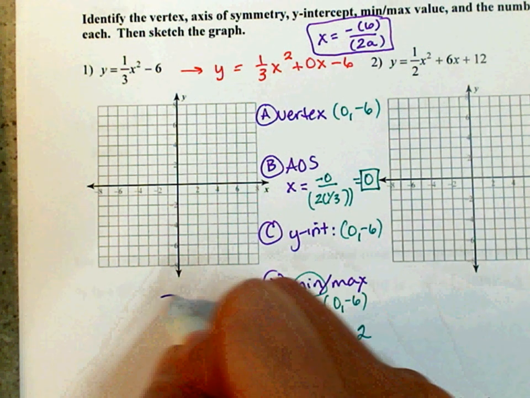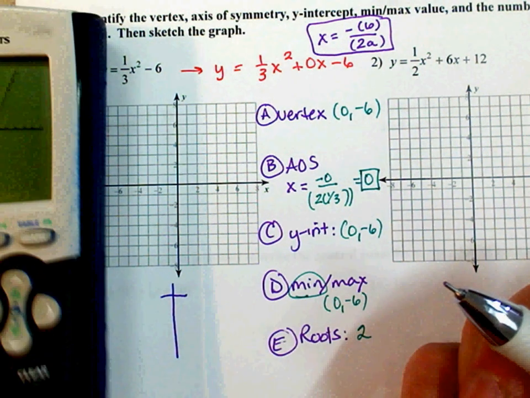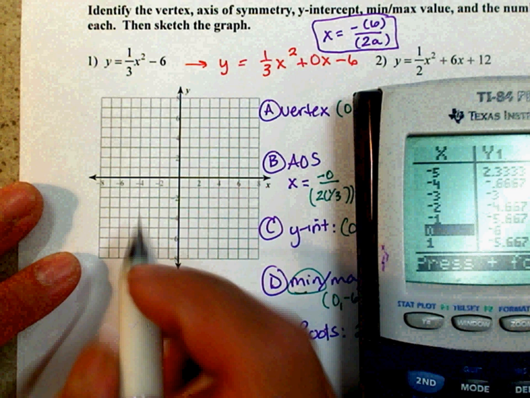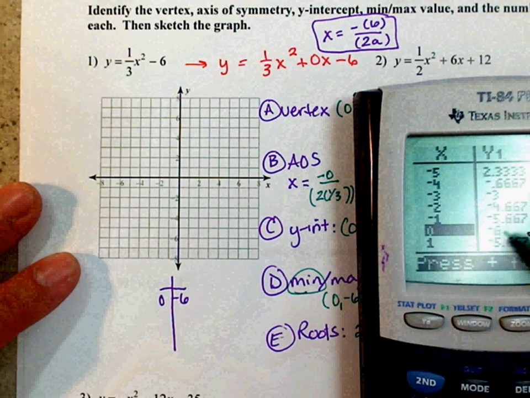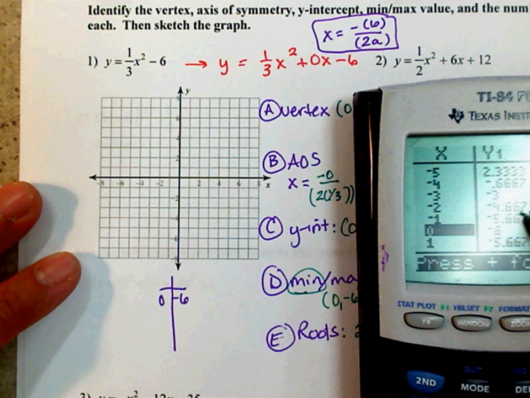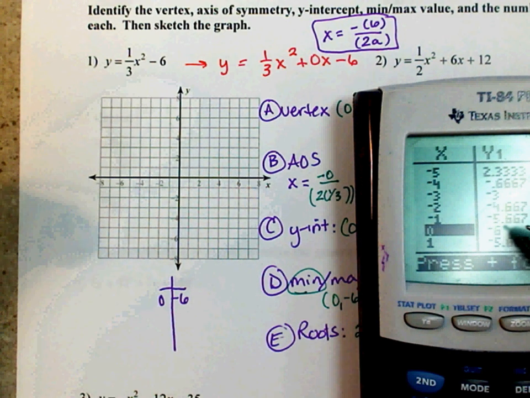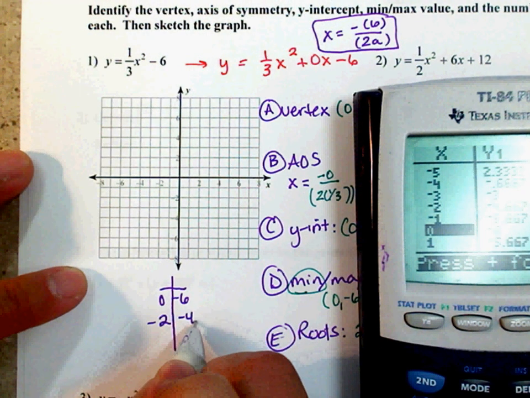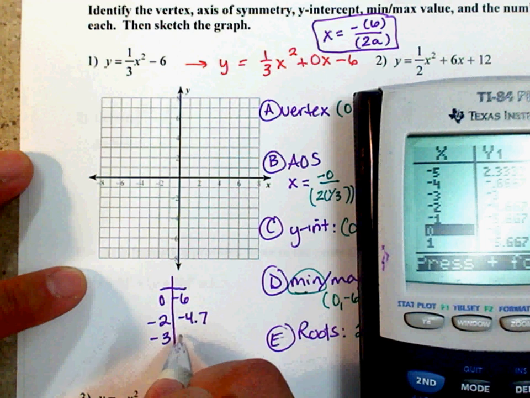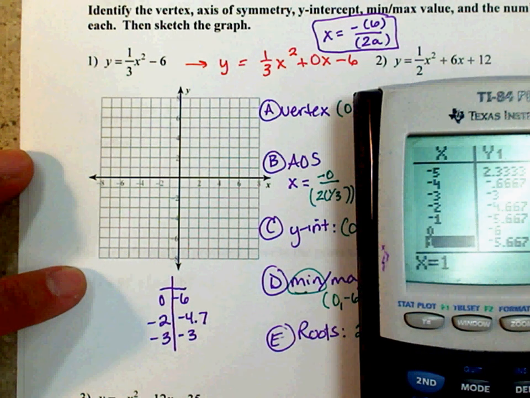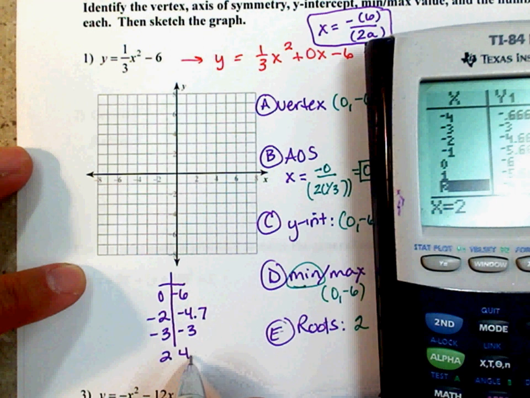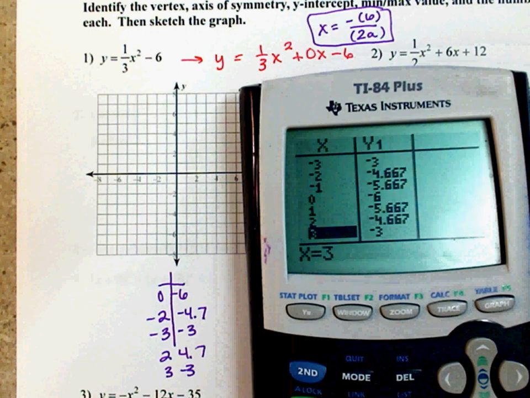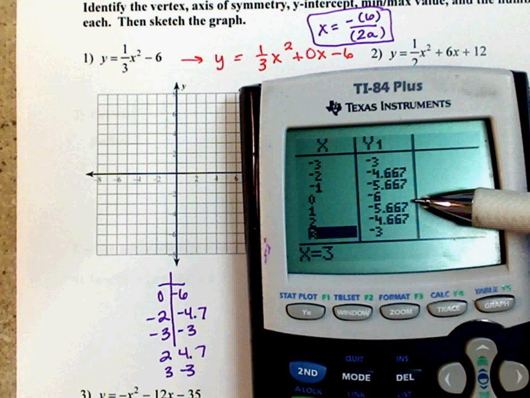So the easiest way to graph is to use your table from the calculator, starting with your vertex. So 0, negative 6. I try to stick with whole numbers. So you can go negative 1, negative 5.6, or you can go negative 2, negative 4.7, and then negative 3 and 3. So 2 up, 2 down. Then I can have 2, negative 4.7, and 3, and negative 3. Just like that from your table. Now I could have also used negative 2, and you could have also used 1, up to you.